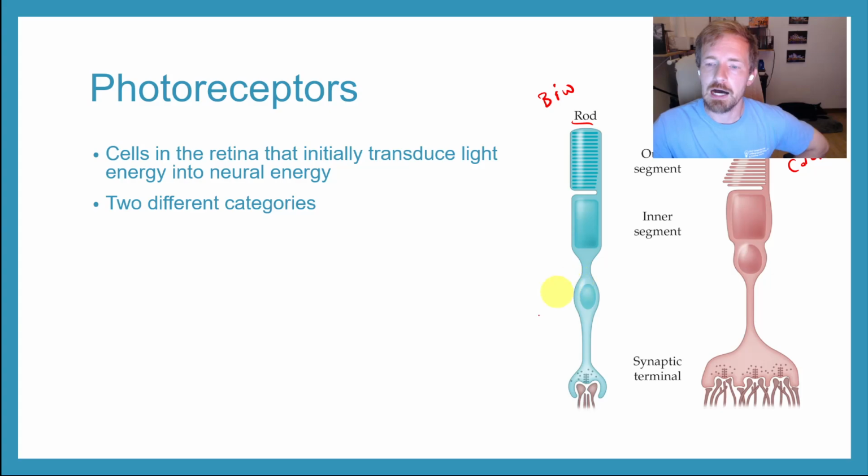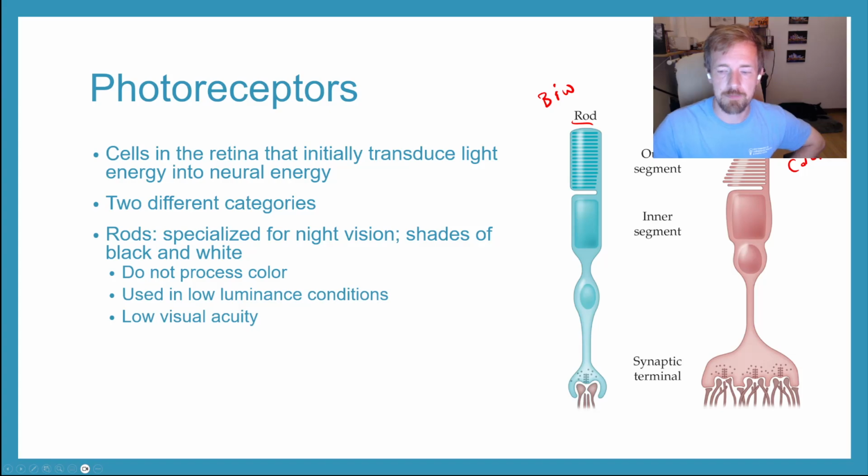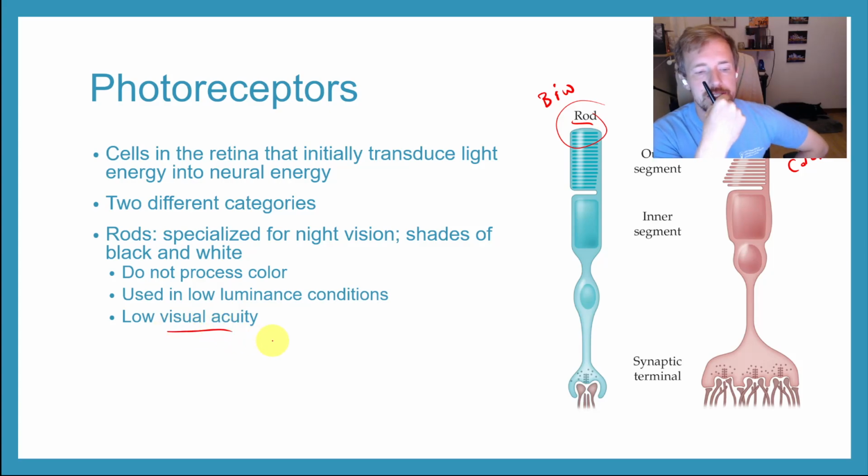And rods are going to be used for a lot of peripheral vision, I will say. Okay, so rods don't process color. They're used in low luminance conditions. In other words, whenever there's not a lot of available light, we're going to rely a lot on our rods. So we're using them mostly for night vision. And they have low visual acuity. Visual acuity is a concept we're going to be talking about in the next few chapters.